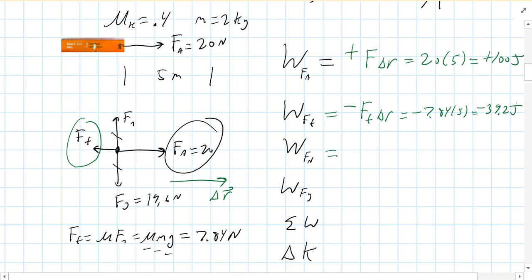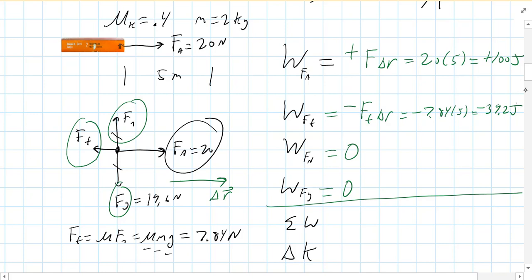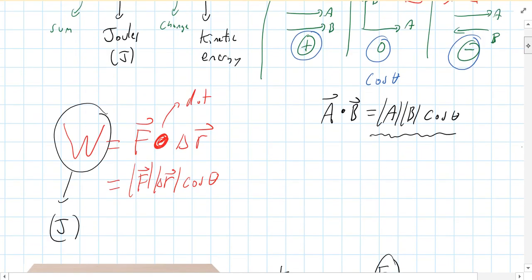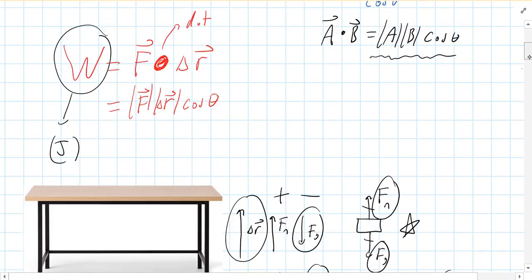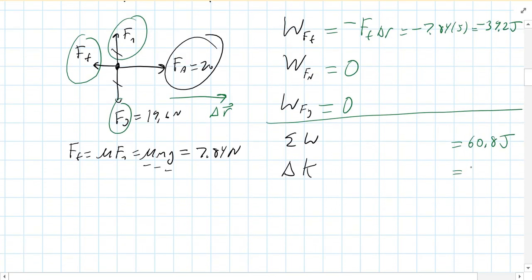How about the work done by the normal force? Well, that's perpendicular to the motion, so there's no work done, so you just put a 0 there. How about the work done by gravity? Well, that's also perpendicular, so that's a 0 there. What's your net work? Well, net just means add them up. So what's 100 plus negative 39.2? You should get 60.8 joules. And what's your change in kinetic energy? Well, net work is a change in kinetic energy, so hello, it's also 60.8 joules.